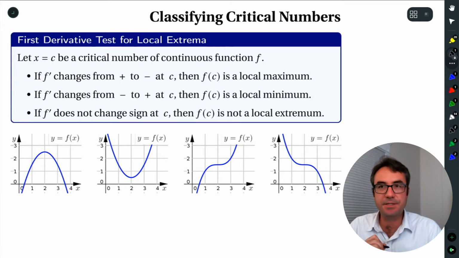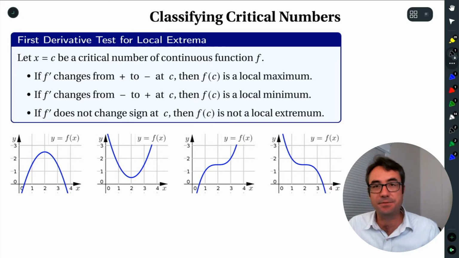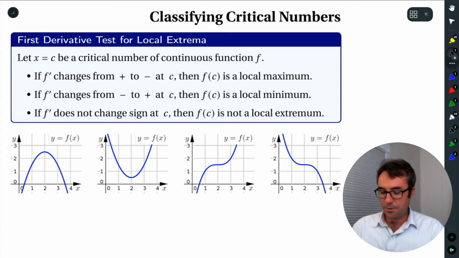And there's really three things here to consider. If f prime changes sign from positive to negative at this critical number, then we have a local maximum. If f prime changes sign, so it goes from negative to positive, then we have a local min. And if f prime does not change signs at x equals c, so it goes from positive to positive or negative to negative, then it's neither. It's not a local extreme point on our graph.